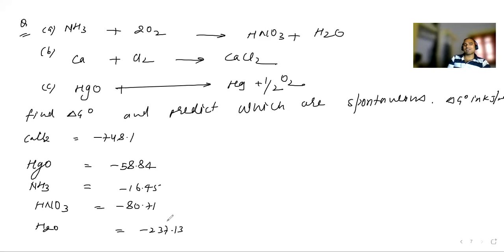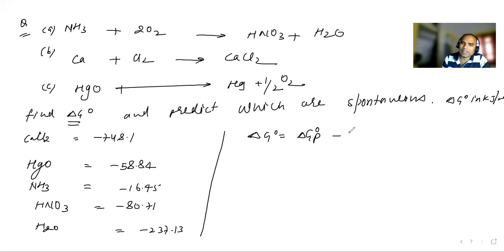So delta G naught is asked, and the product and reactant values are given. What we have to predict is this one. So we can apply delta G naught equals delta G naught product minus delta G naught reactant. Yes or no? Yes. Can you check that one? Anyone can try. CaCl2 minus 748.1, HgO minus 58.84, NH3 16.45. That is correct. Last one, HNO3 minus 80.71, H2O minus 237.13. That is all correct.